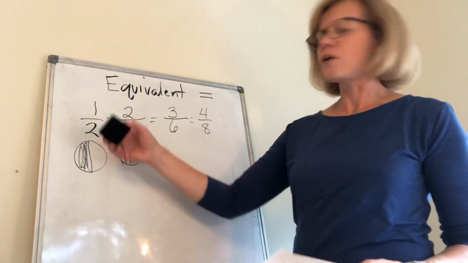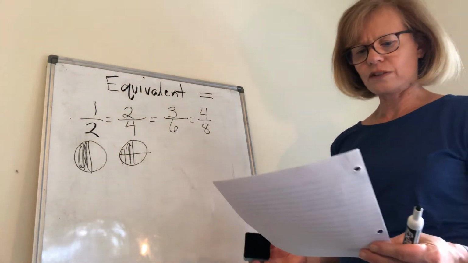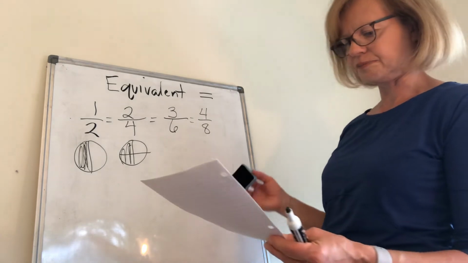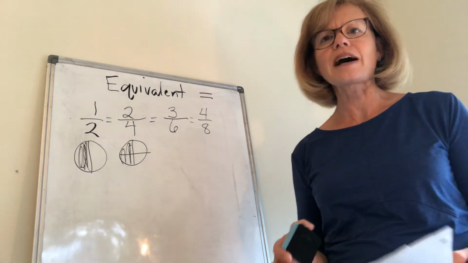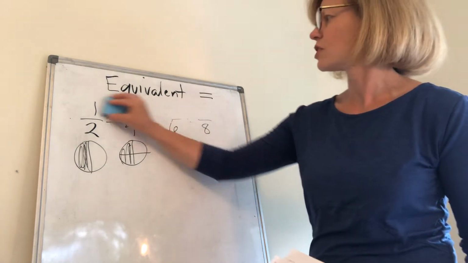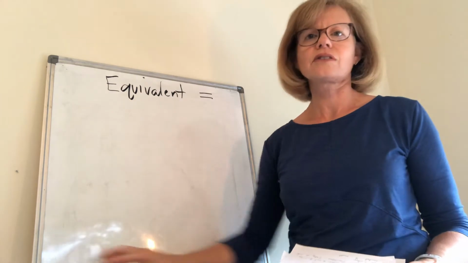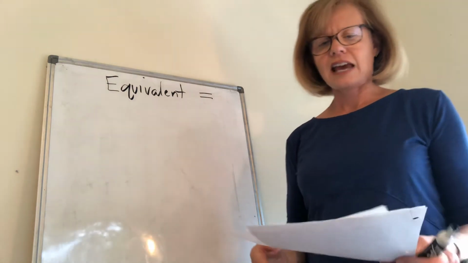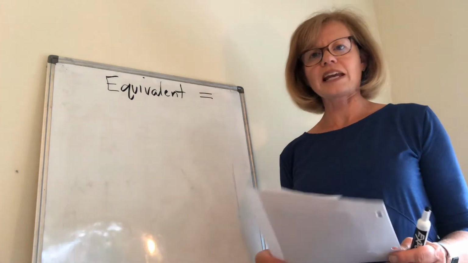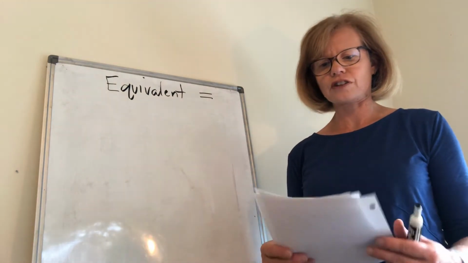But what if we're not working with 1/2? How do we find equivalent fractions then? So today I want to model 2 ways that you can find equivalent fractions. One is to use fraction strips or a model, and the other is to use multiplication. So I'm going to start with fraction strips first.